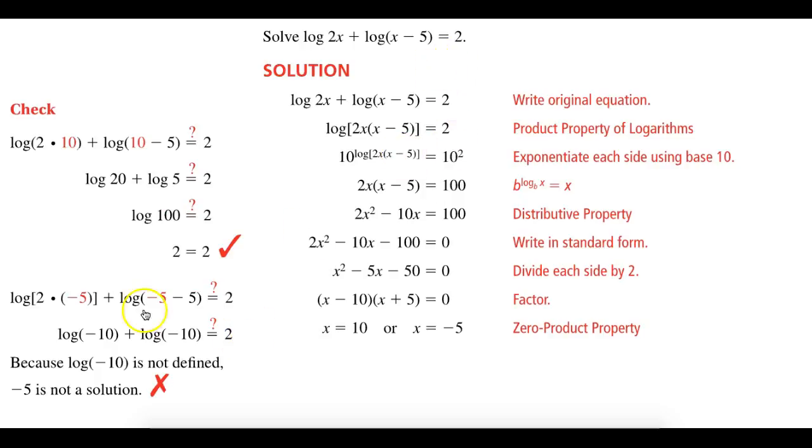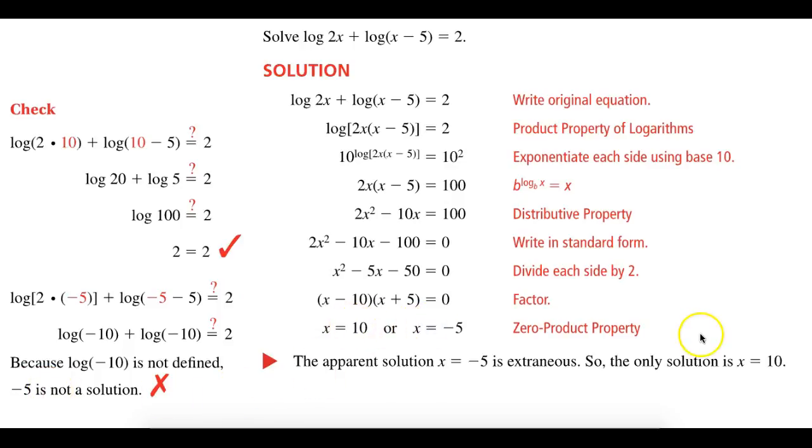That works out great. Now for negative 5, we get log of negative 10 plus log of negative 10 equals 2. Now, we have a problem right here. Log of a negative number is not defined, so we can't take the log of a negative number. So if we take negative 5 for x, that's going to give us an undefined part for our equation. So we have to cross out negative 5, because that becomes an extraneous solution. So negative 5 is not part of our solution. In this case, x equals 10 would be the only actual solution to our problem.